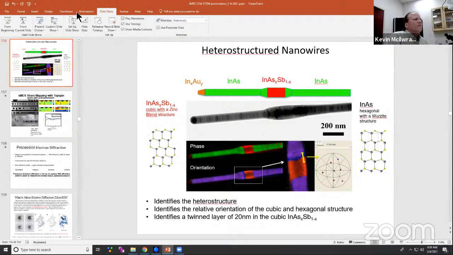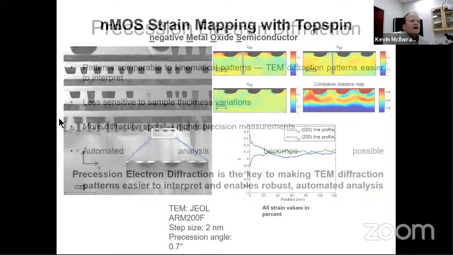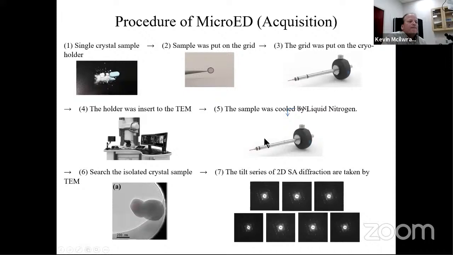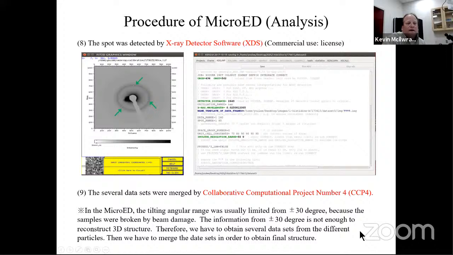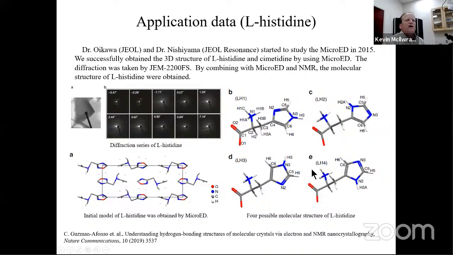Okay. So we have this NMOS device, less sensitive to sample thickness, and automated analysis is possible. There's another thing called microelectron diffraction. You might hear this. It's where we look at a crystal sample within the microscope, and we tilt the crystal, and we can take a diffraction pattern at each tilt. This is done fully automated, and then we use X-ray detector software that then computes what's happening with the 3D structure of that crystalline sample.